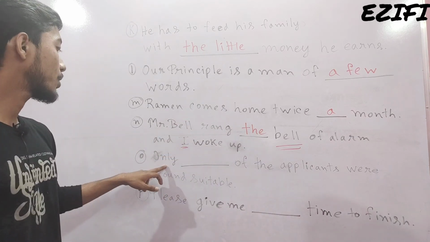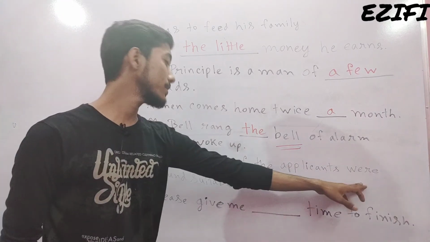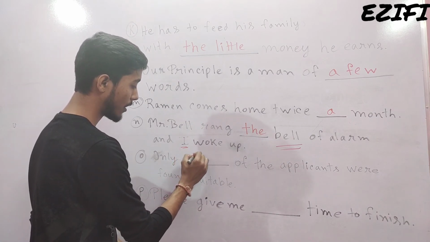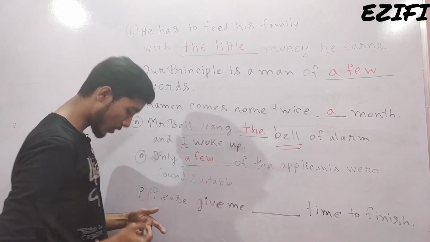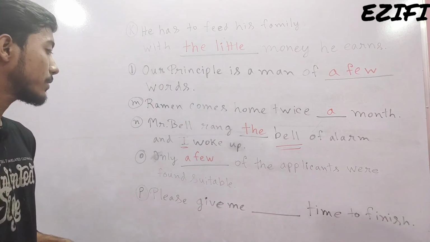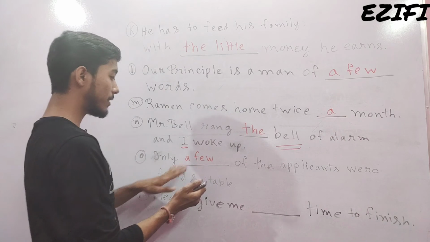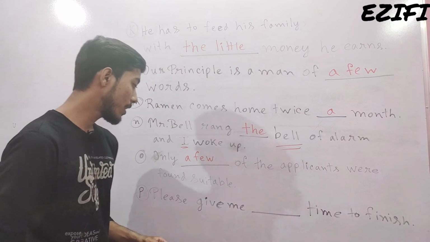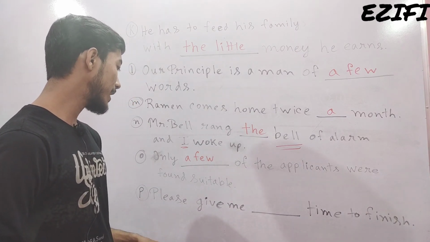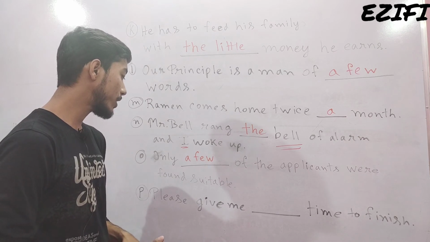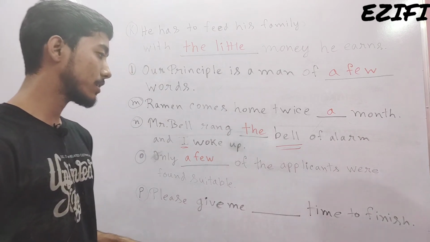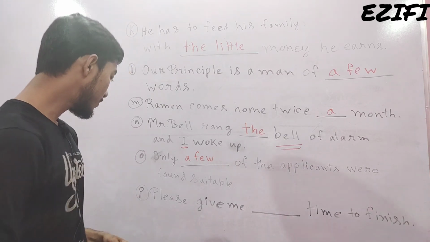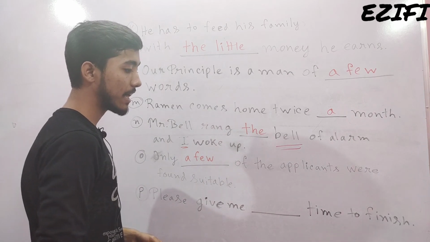Now next, only dash of the applicants were found suitable. Only a few of the applicants were found suitable. Just like this one, we will not be writing few. If we write only few of the applicants were found suitable, we are saying that hardly any applicant was found suitable. And if we write a few, it means that out of all the applicants, some were found suitable.